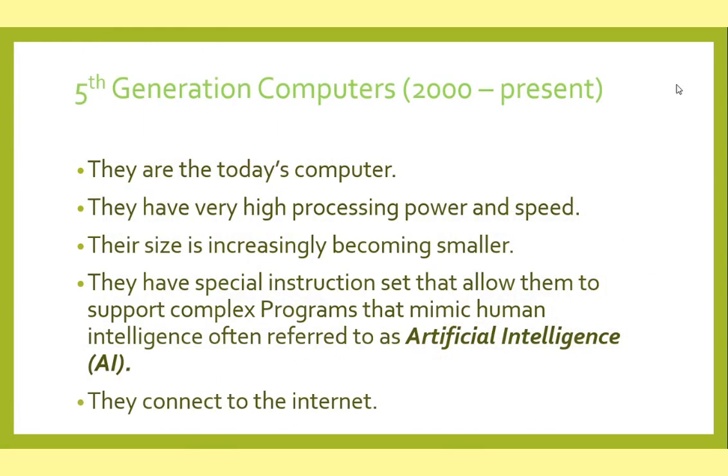Having described the fourth generation computers, let us describe the fifth generation of computers. These are the modern computers. These are the computers with very high processing power and speed. They are very small in size and they are increasingly becoming smaller. These computers have got integrated artificial intelligence, or the AI. The AI allows the computers to support complex programs that mimic human intelligence, and these computers are able to connect to the internet and to provide communication among the users.